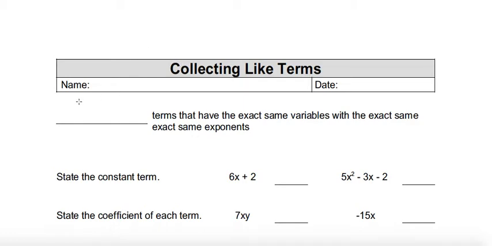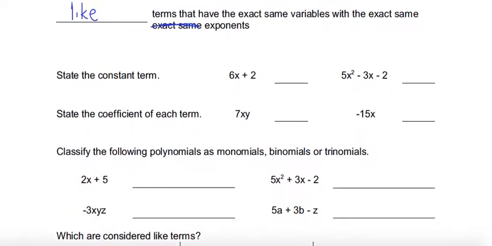So the definition that you need to know is that like terms have the exact same variables with the exact same exponents. So that's really important. When we looked at like terms graphically, they had to have the same shape. When we're looking at like terms algebraically, they have to have the same letter and they have to have the same exponent. It can't be one or the other, right? It needs to be exactly the same.